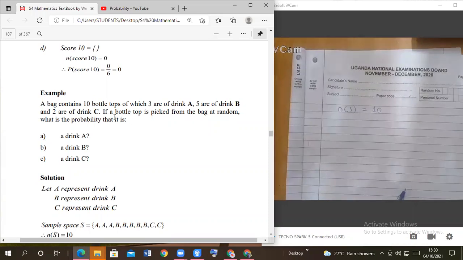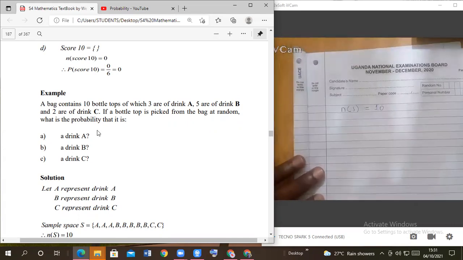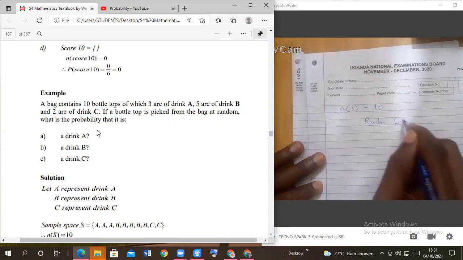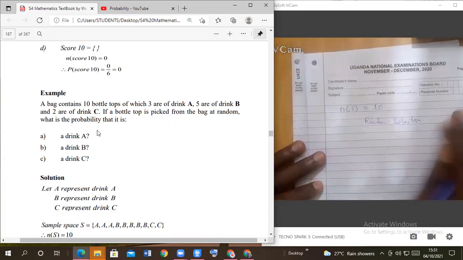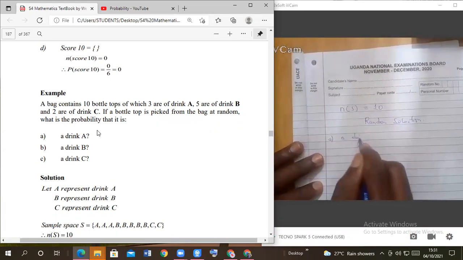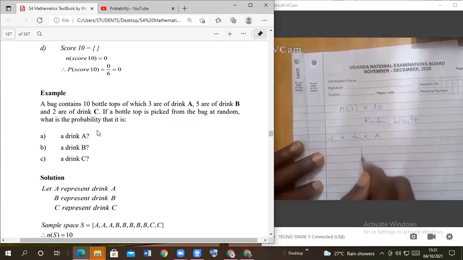If a bottle top is picked at random from the bag, so here it must be randomly selected, random selection. So now they want us to find what's the probability of getting a drink A.